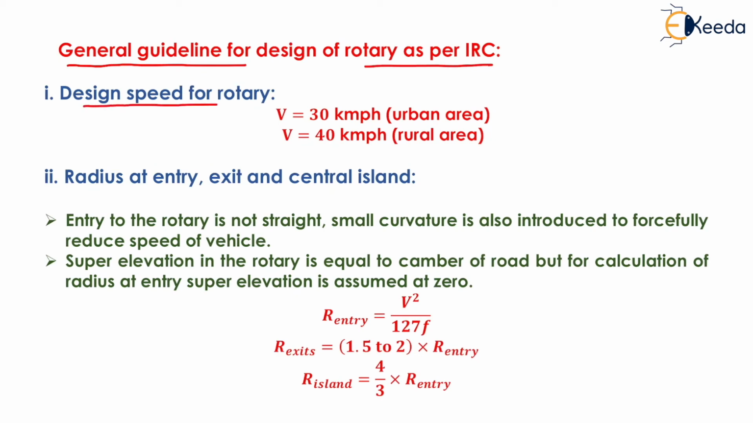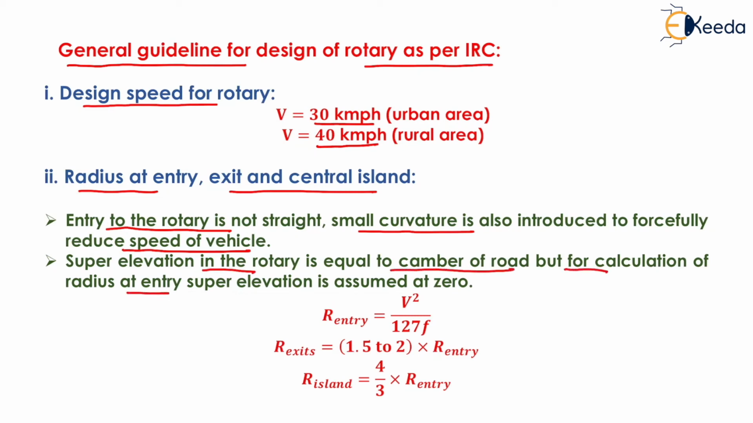Design speed for a rotary will be equal to 30 km per hour for urban areas and 40 km per hour for rural areas. Now, radius at entry, exit and central island. Entry to a rotary is not straight. A small curvature is also introduced to forcefully reduce the speed of vehicles. Superelevation in the rotary is equal to the camber of the road, but for calculation of radius at entry, superelevation is assumed to be 0.